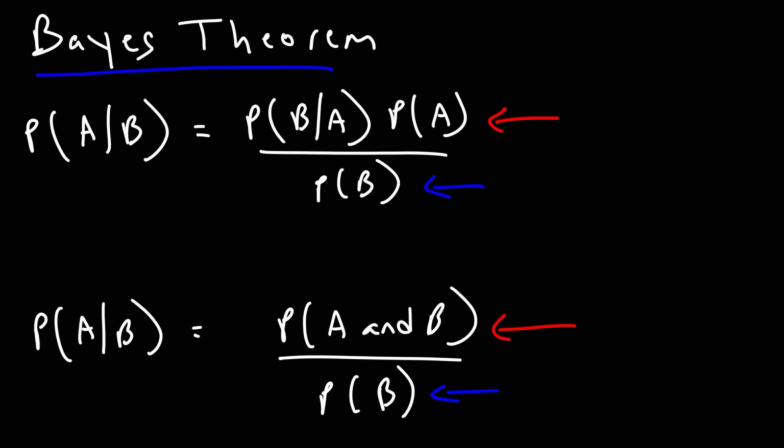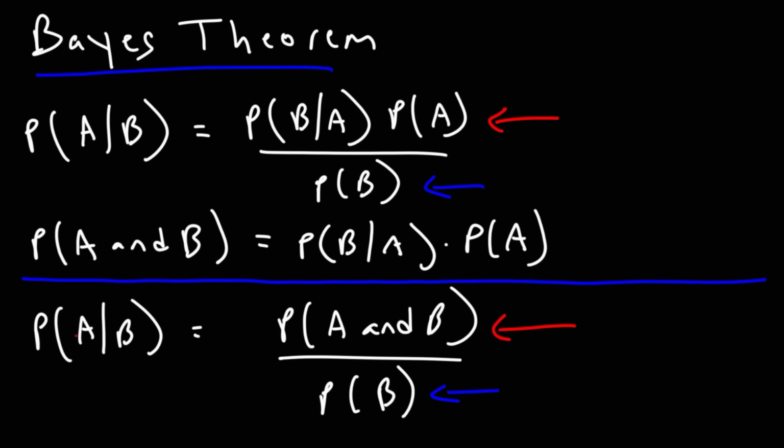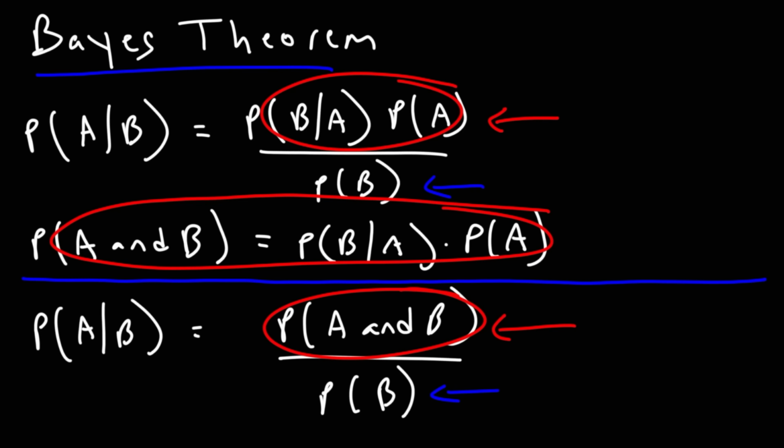Because earlier in this video, when we talked about joint probability, the second equation I gave you for the multiplication rule was this: the probability of A and B occurring together is equal to the probability of B given A times P of A. So the difference between the first formula that I gave you for conditional probability and Bayes' theorem is that P of A and B has been replaced with P of B given A times P of A, because they are equal to each other based on the multiplication rule of joint probability.